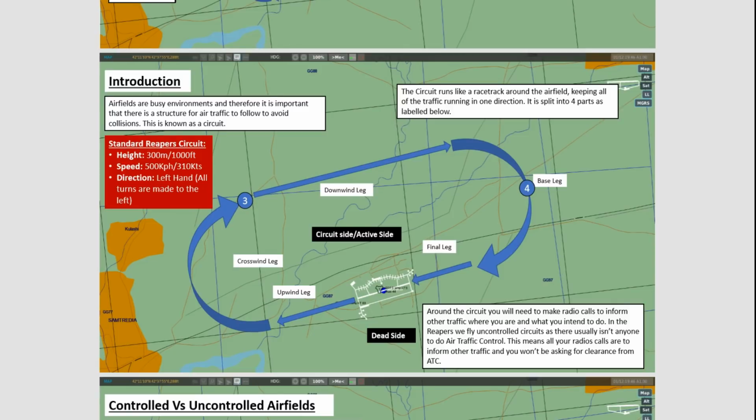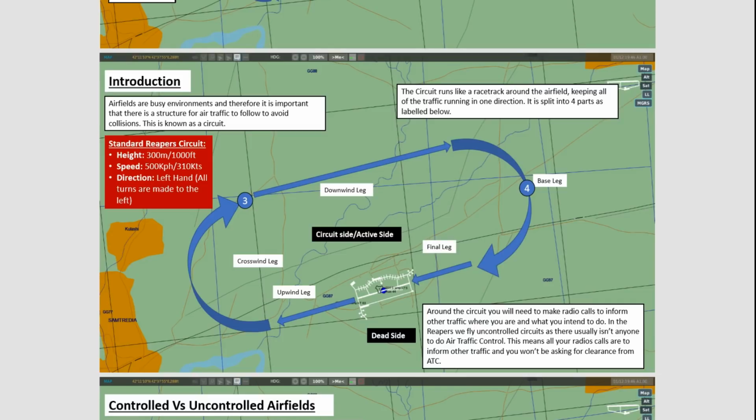And normally this is controlled by an air traffic controller. Sometimes it isn't, in which case it's the pilot's responsibility to look out for traffic in the circuit. So important information here is the standard Reaper's circuit is flown 300 meters above ground level, so it's important to know what height the ground's at. Speed is 500 kilometers an hour or 310 knots, and direction is left-hand. So somebody correctly pointed out that all of these diagrams are in fact right-hand circuits. So principles are exactly the same, but instead of turning to the right, you turn to the left.